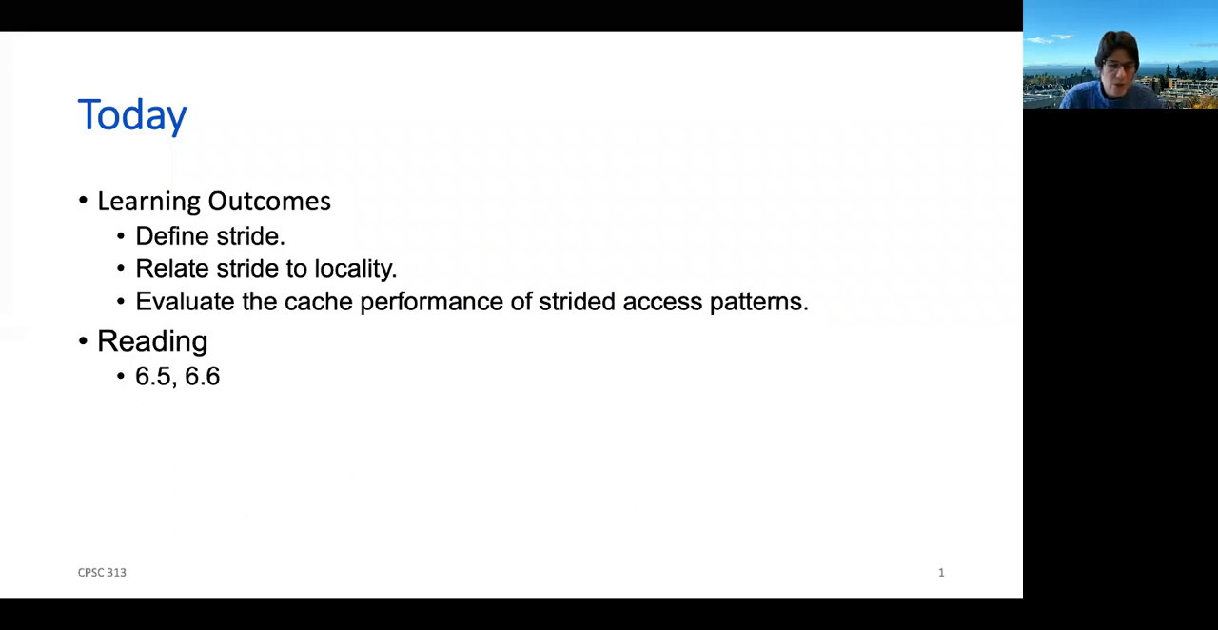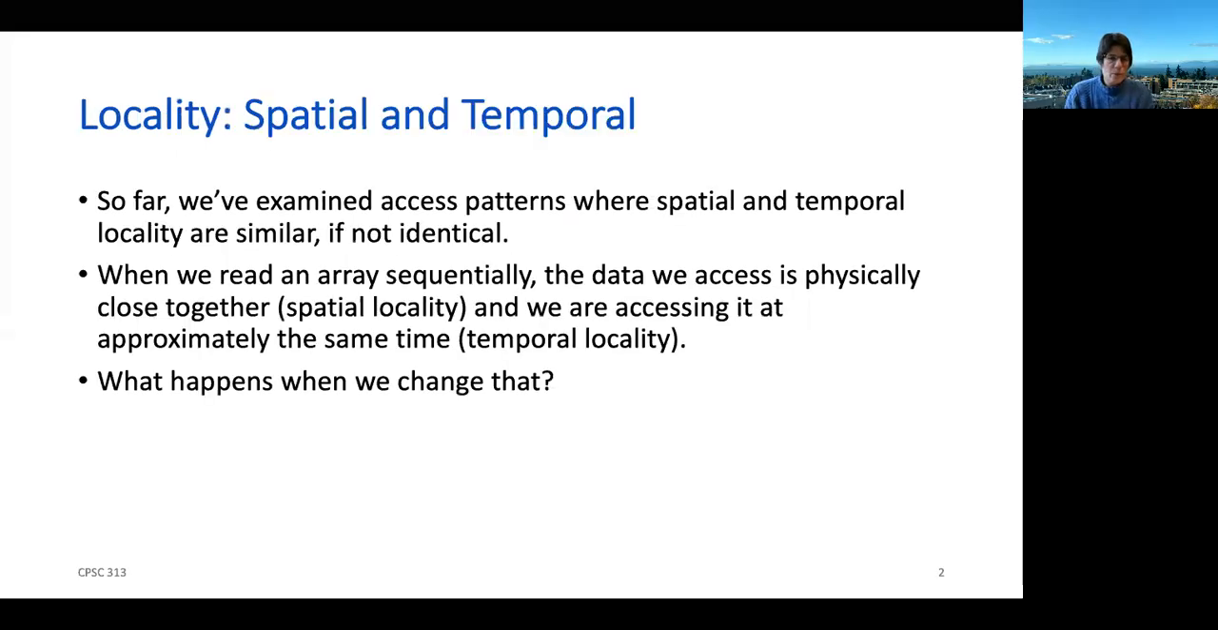What we're going to do now is start looking at some more complicated access patterns and see how that affects our cache behavior. So remember we talked about spatial and temporal locality, which described how we access data. Spatial locality says that we access data that's close together. Temporal locality says that there's a bunch of data that we access at roughly the same time.